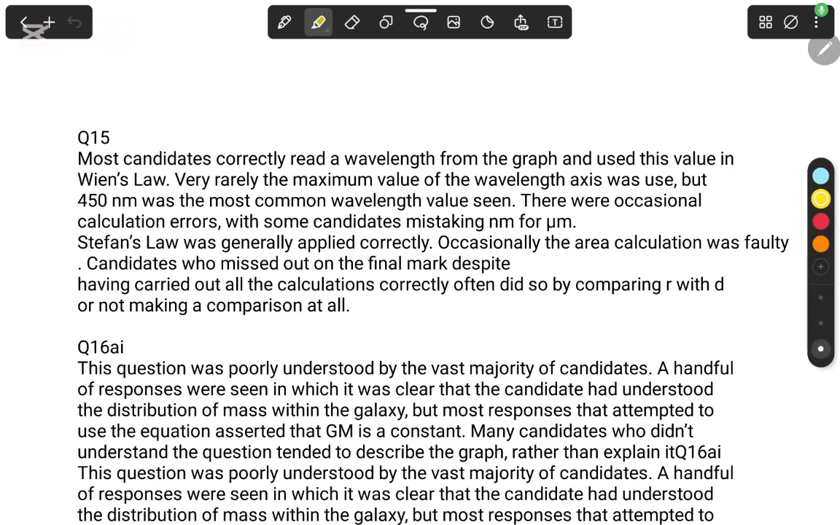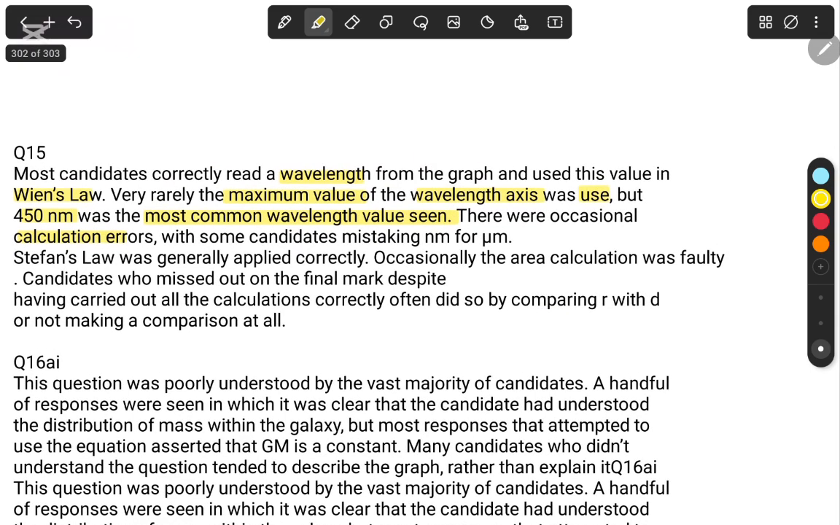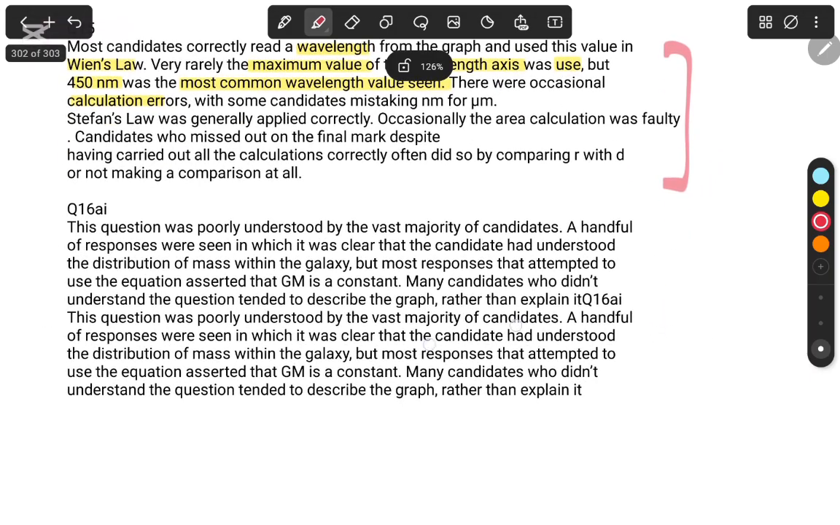I have the examiner report as well for all the questions. Here it says most candidates correctly read the wavelength value from the graph and used this in Wien's law, where rarely the maximum value of the wavelength axis was used, but 450 was the most common wavelength value seen. There were some occasional calculation errors. So basically this question, if you read the rest of it as well, was pretty easy and most people were able to do it well and score some marks.